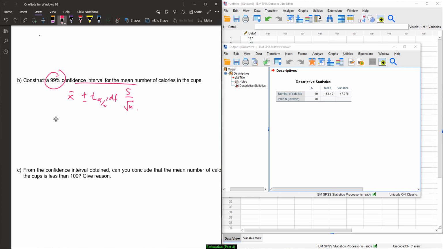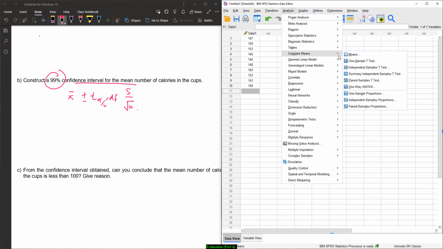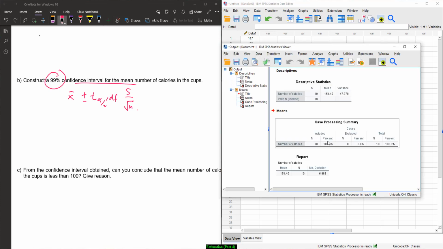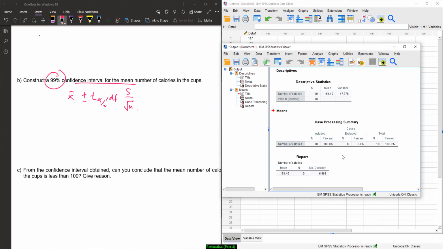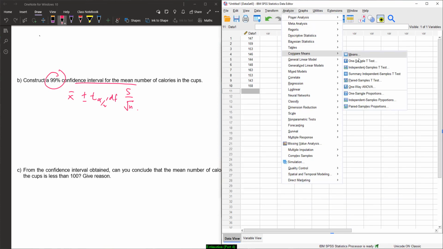Right, so the next one is we want to construct a 99% confidence interval for the mean number of calories in the carbs. So we need to click on analyze, compare means, right? And then we click on means. Kita masuk, saya tengok dulu dapat tak. This one just wants to get the mean value kan. Alright, no worries. So we just go to analyze, compare means, and one sample t-test.